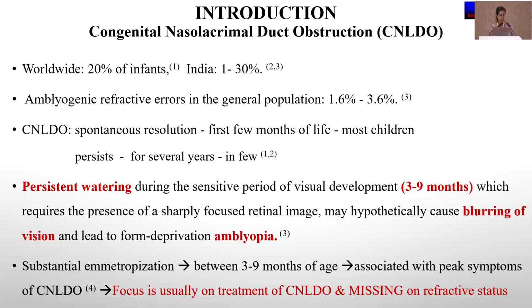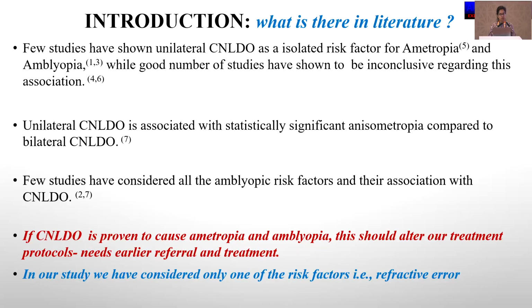So the focus is usually on treating the children with CNLDO, that is for watering and discharge, and we have the tendency to miss the refractive status of these eyes. What is there in the literature? We already know that unilateral CNLDO is associated with a high risk of ametropia, and a few studies have also considered all the amblyopic risk factors and their association with CNLDO.